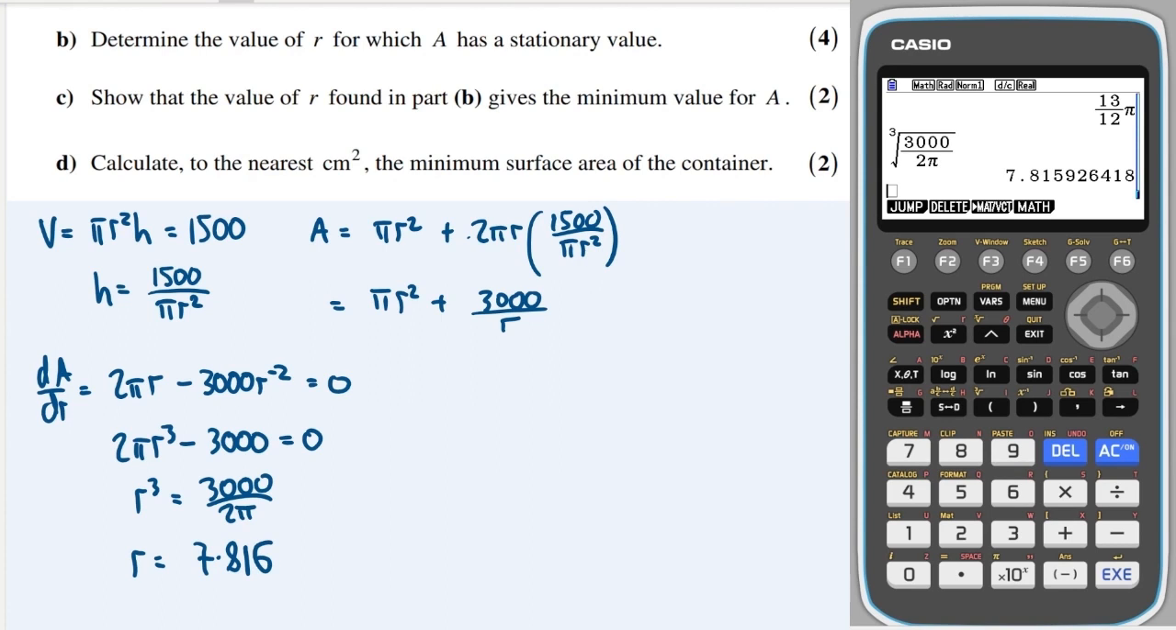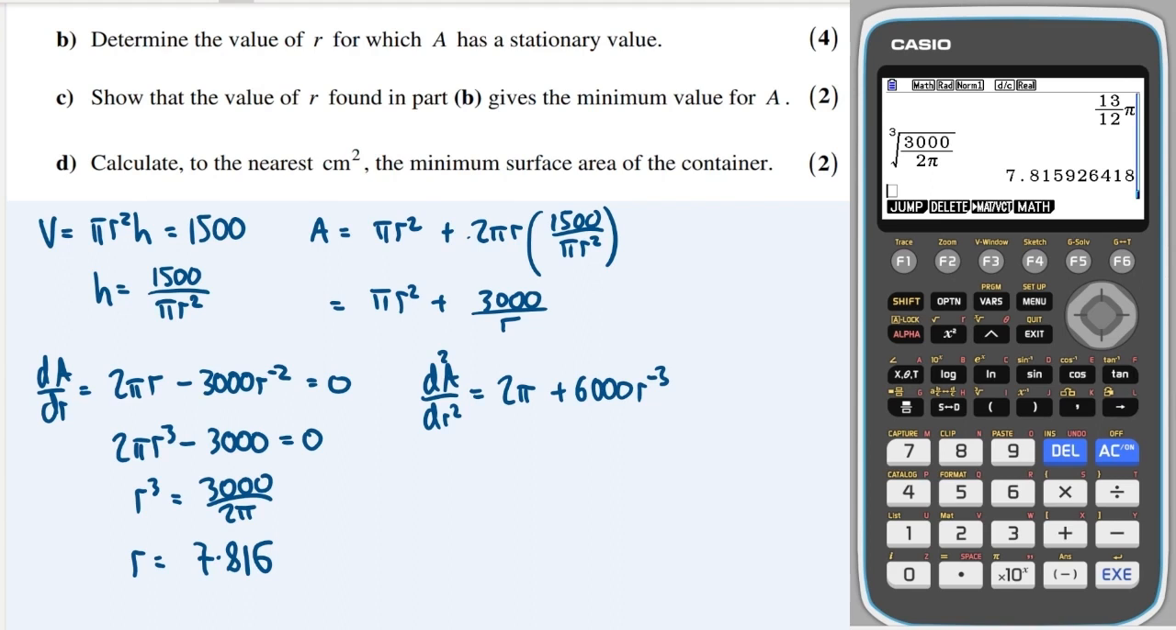Okay, next part, show that the value of r found gives a minimum value. Well, we need to do the second derivative test for that. So let's differentiate again, which is going to give me 2π, and we're going to get positive 6000r to the minus 3.